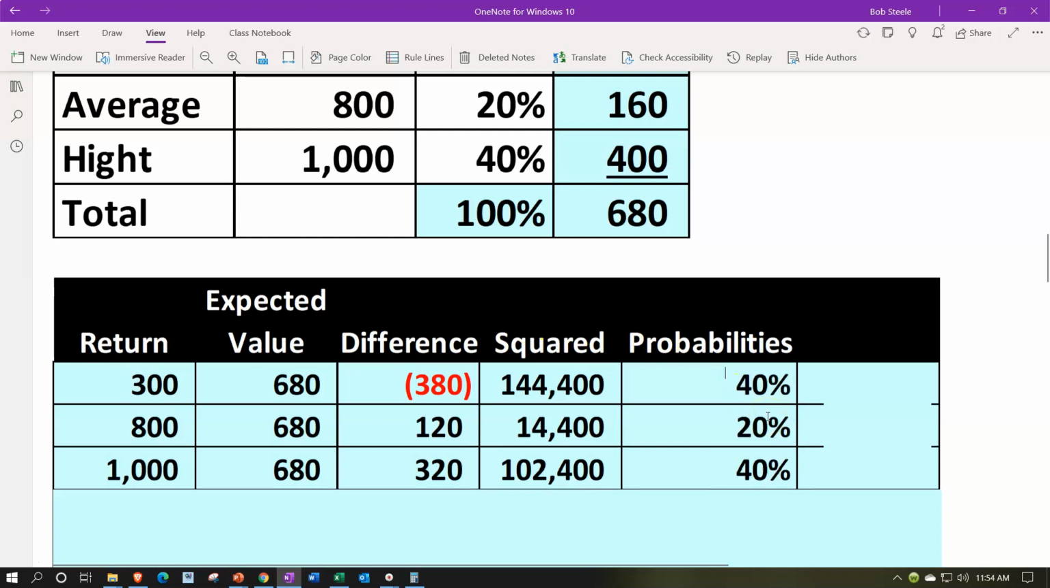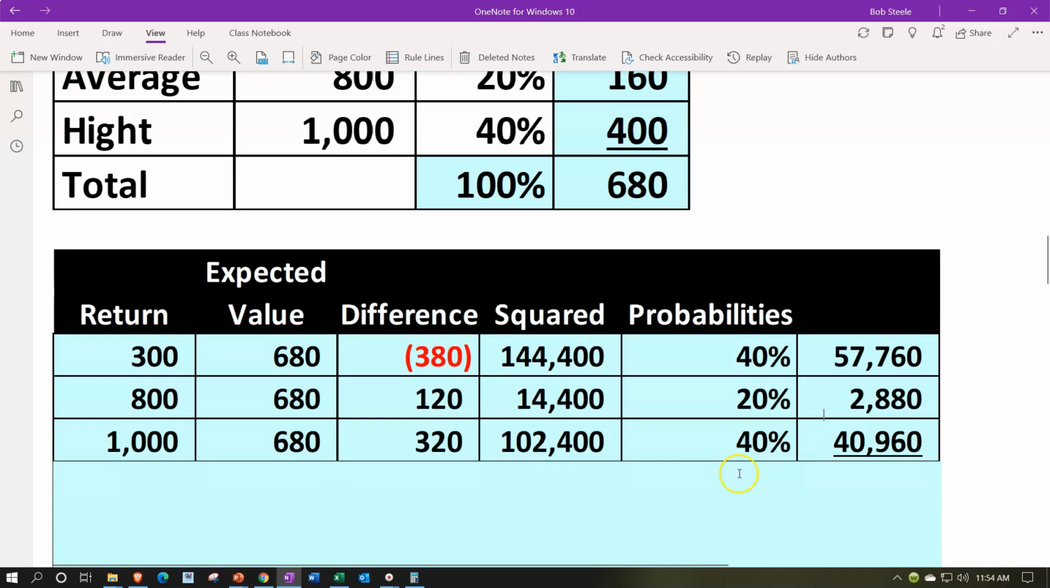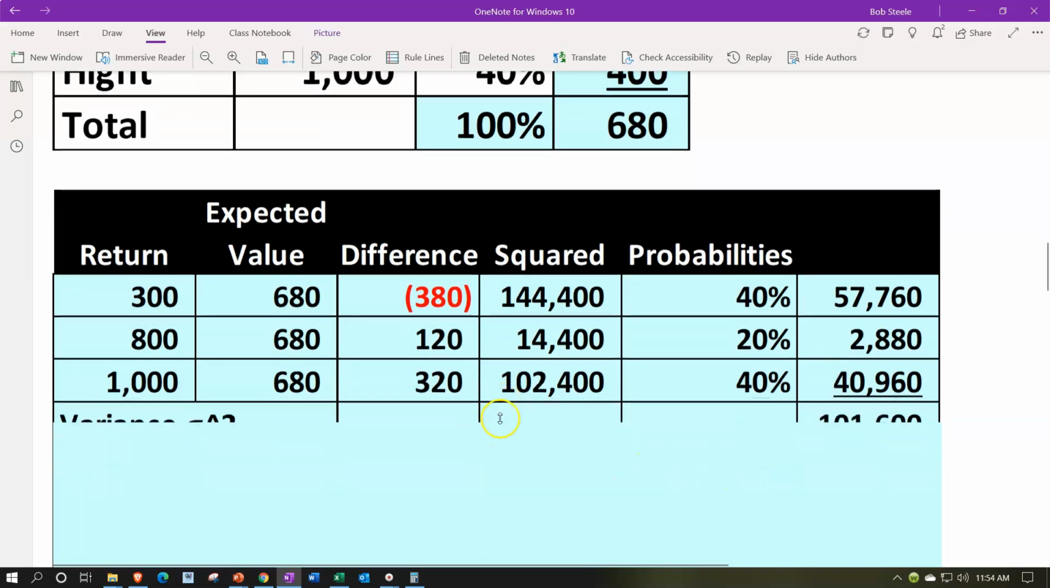Probabilities then are the next item. That's going to be the 40, 20, 40. The 144,400 times the 40% is the 57,760. The 14,400 times the 20% is the 2,880. And the 102,400 times the 40%, 40,960. Adding up the outer column gives us the variance of the 101,600.